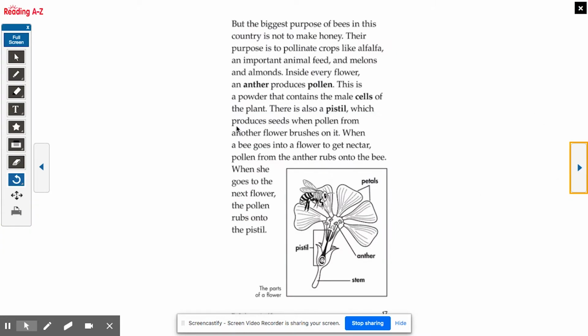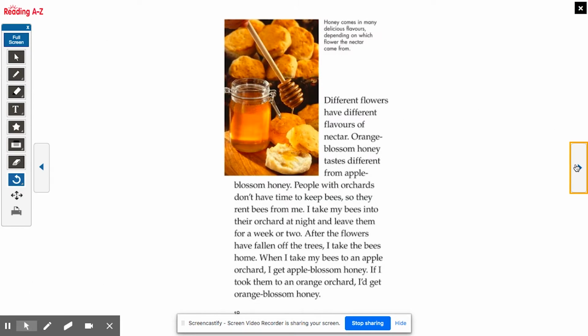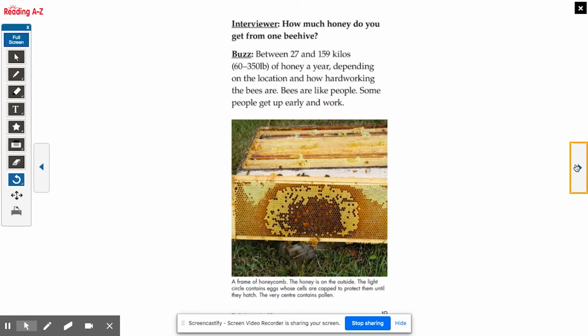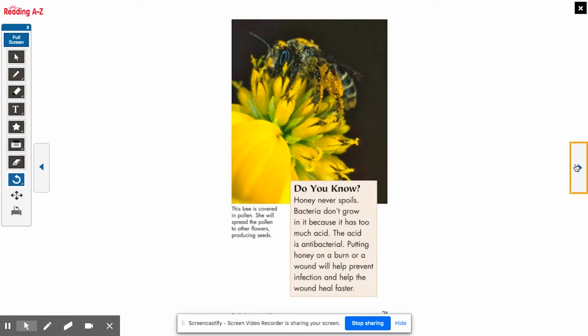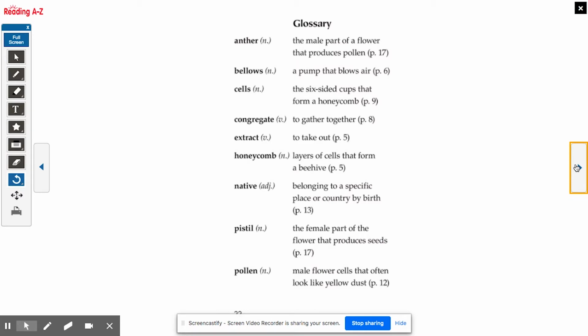This section talks about the details of how that's actually done, and it gives us a diagram. Notice too that they're pointing to words to describe the picture. They also have bold words, so I know for sure this is a nonfiction text. The book goes on to talk about different kinds of honey and honey you get from one beehive, and it talks about other portions of being a beekeeper, ending with a glossary.